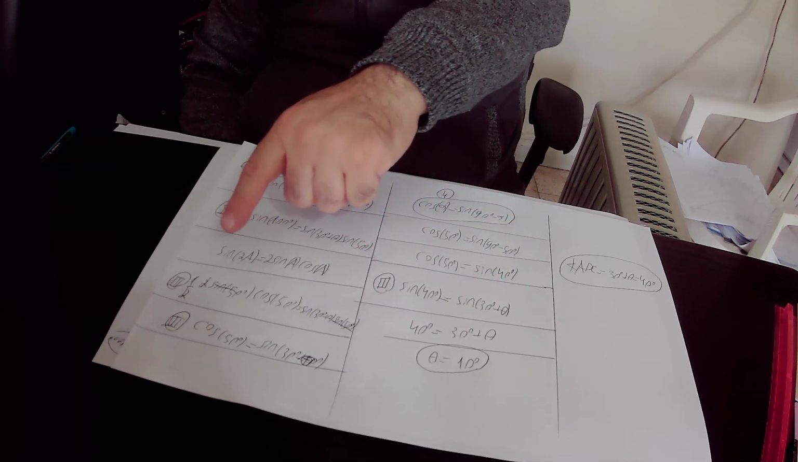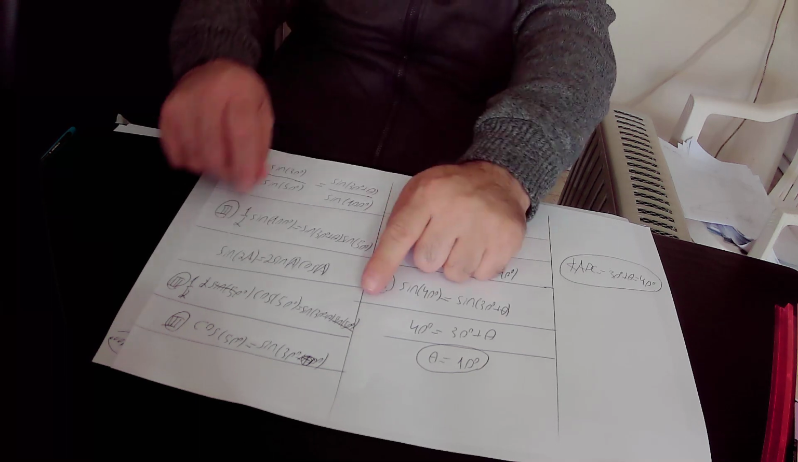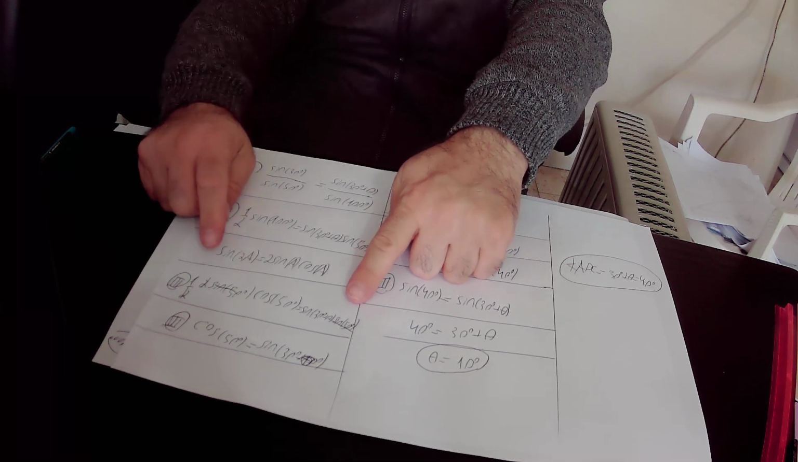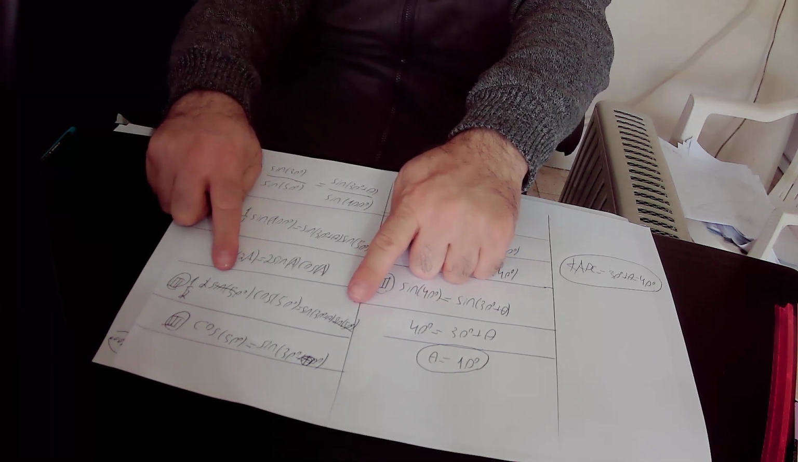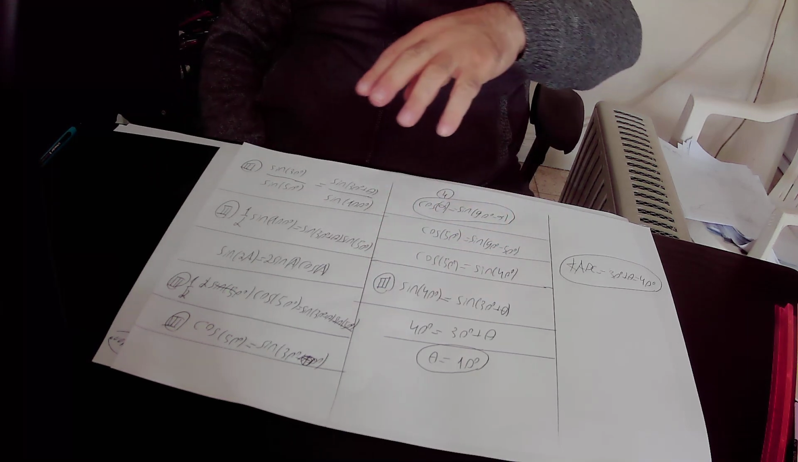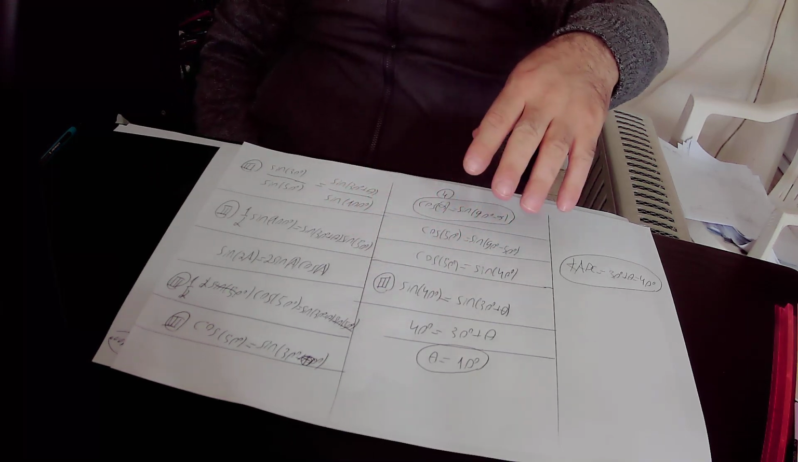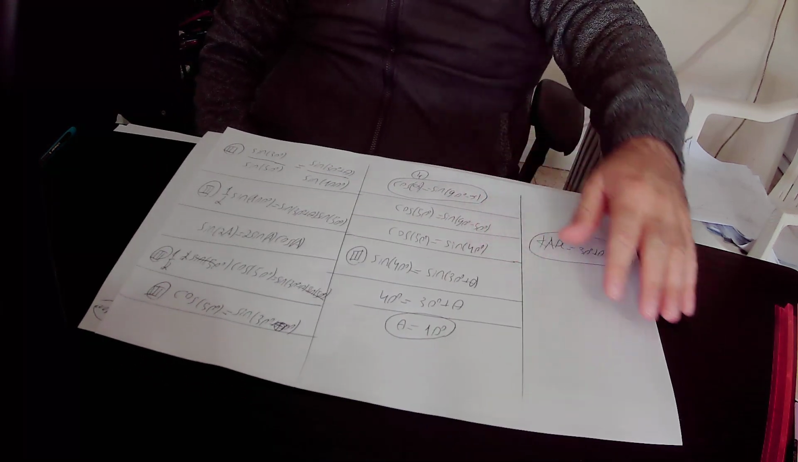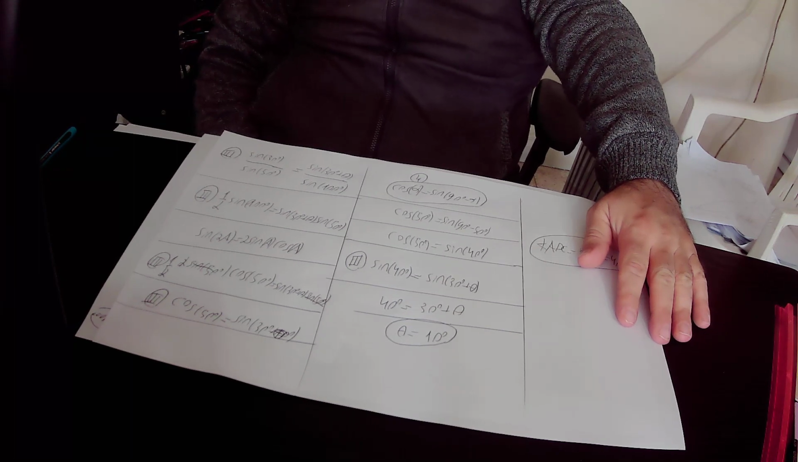Here, 2 over 2 is 1. We have sine 50 degrees on both sides of equation number 3. So sine 50 degrees will get cancelled, and we are left only with cosine 50 degrees. That equals sine 30 degrees plus theta.